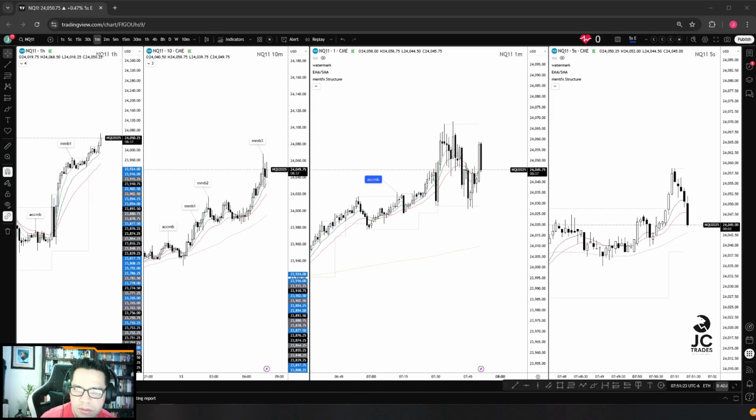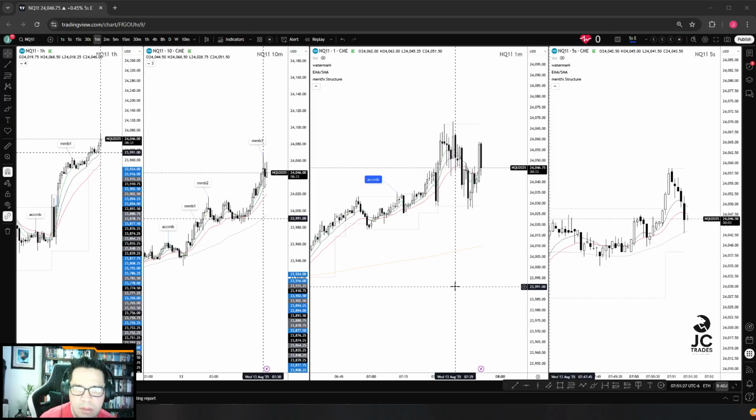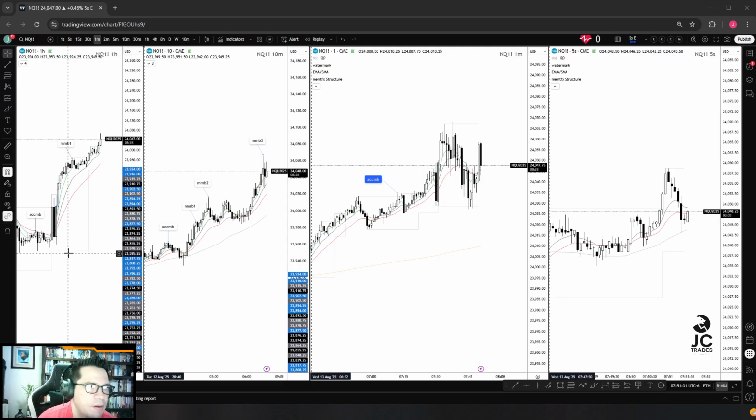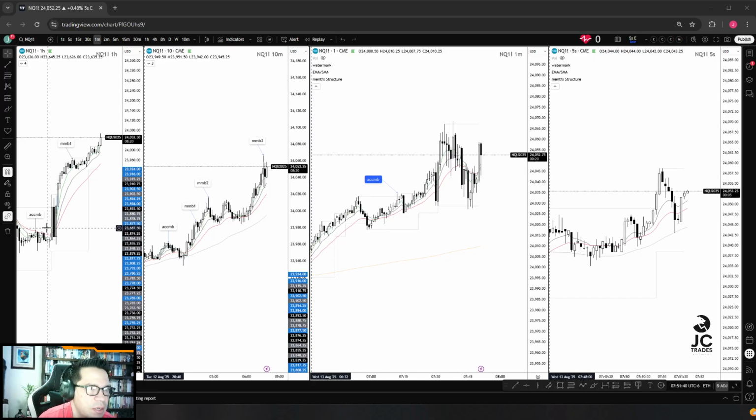Today is August 13th, 2025, and we are now 20 minutes into the New York session. So if we take a look at the higher time frame, the C2 time frame for us, the hourly, we can see that we had an accumulation MB validated.